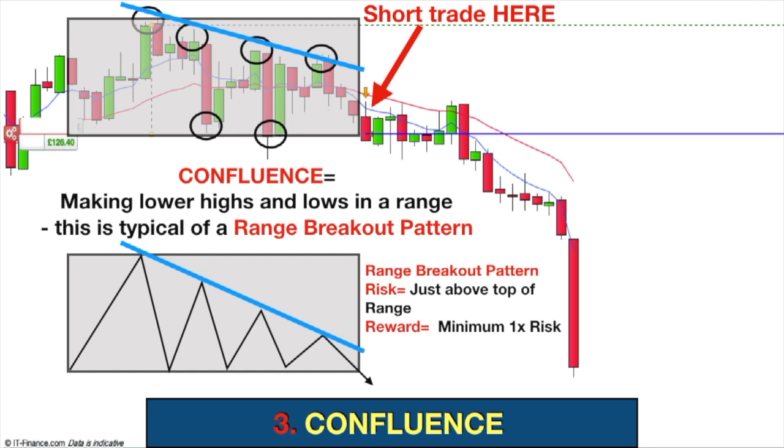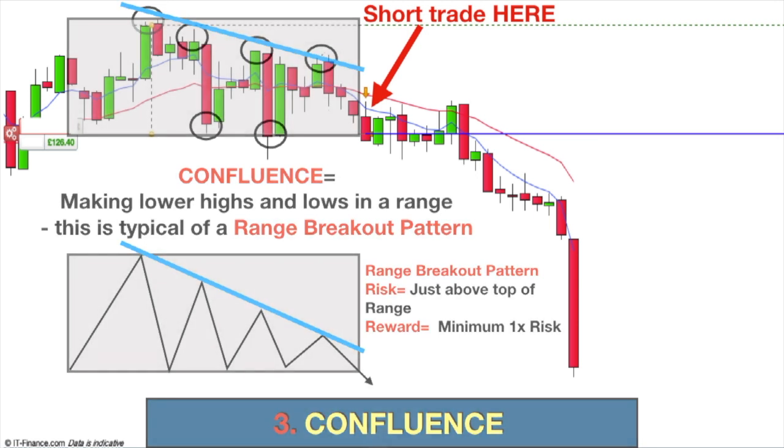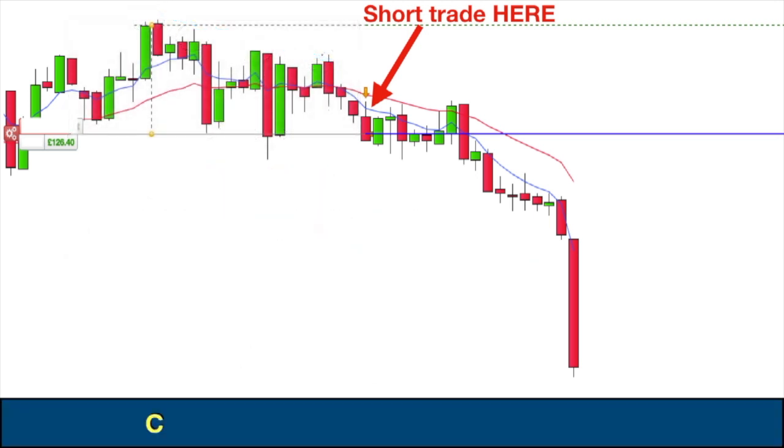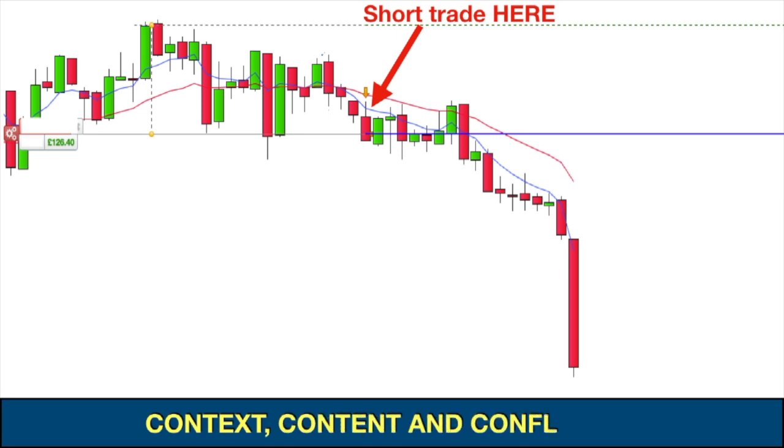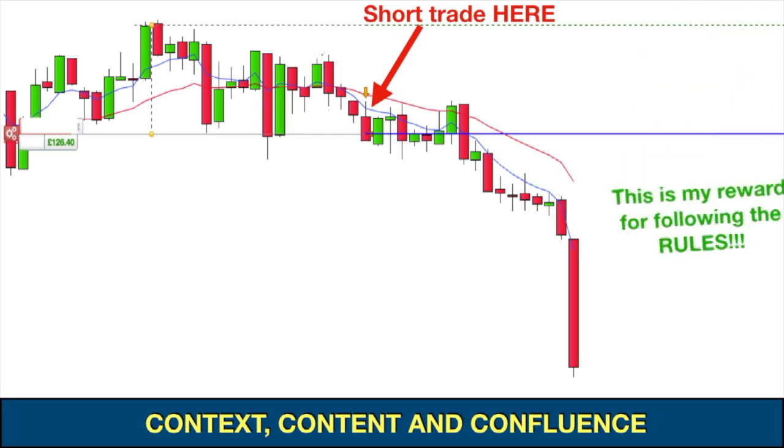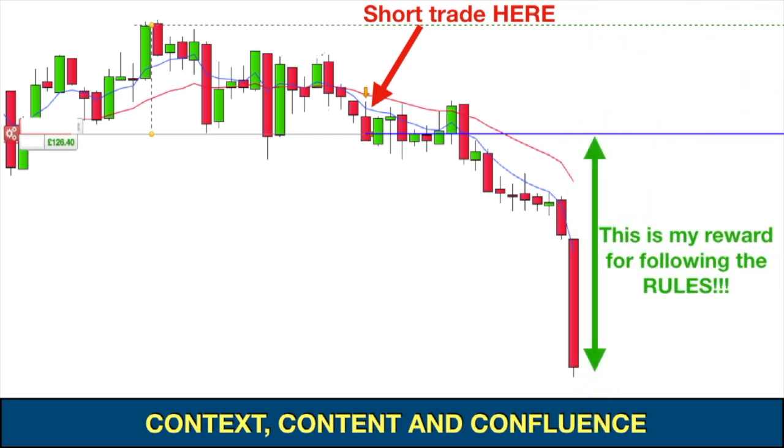Confluence adds weight to the probability that your assessment is correct. And when you've got context, content and confluence all aligned in one direction, then you've got a potential trading opportunity. Your overall trading strategy should include criteria for each one of these three things. And if it has, then it's got a good chance of being successful and profitable.